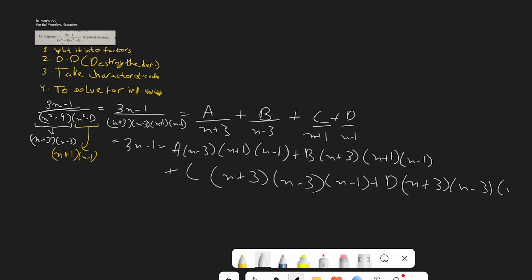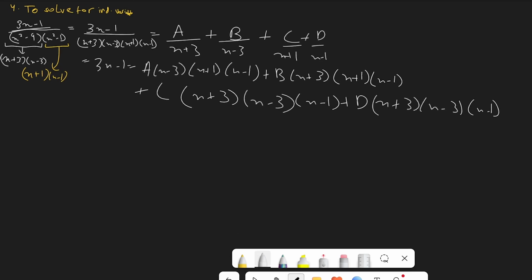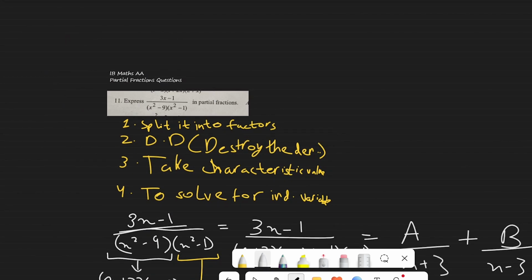If you don't understand this, go watch my lesson on my page or my channel, wherever you are, named partial fractions IB Maths AA. You will get complete sense of it. So basically what we are trying to do over here is splitting it into fraction form.